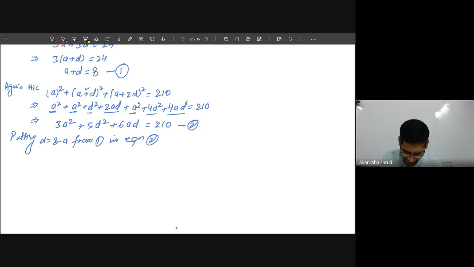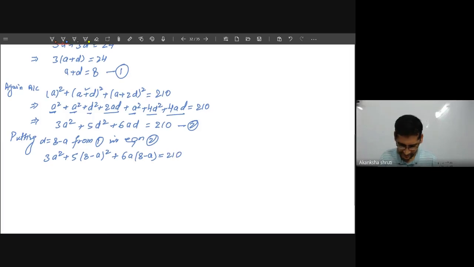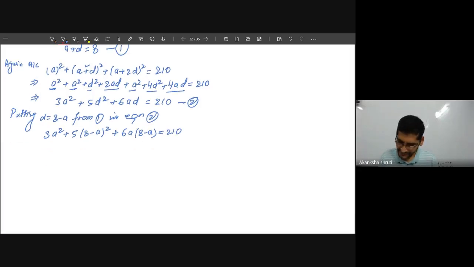So what does it become? It becomes 3 of a square plus 5 of, again this is our 8 minus a, whole square, plus 6 of a times 8 minus a, equals 210. Obviously we can get the result, don't worry. But how much time will it take? What is the feeling? That I want to make you understand. So why take the 3 number properly?